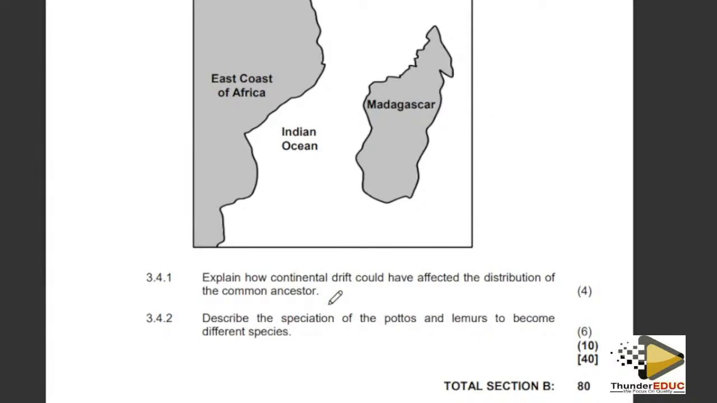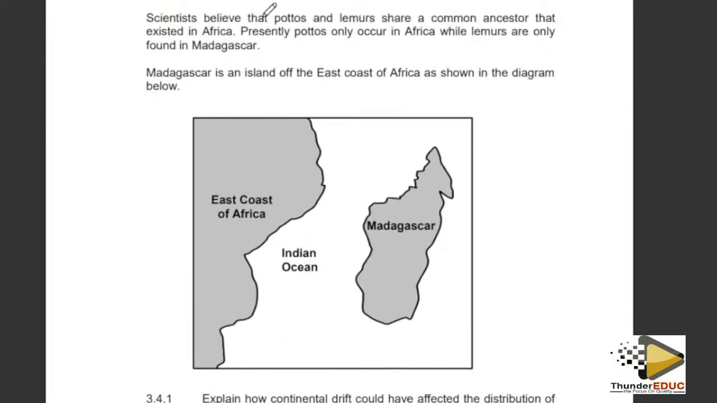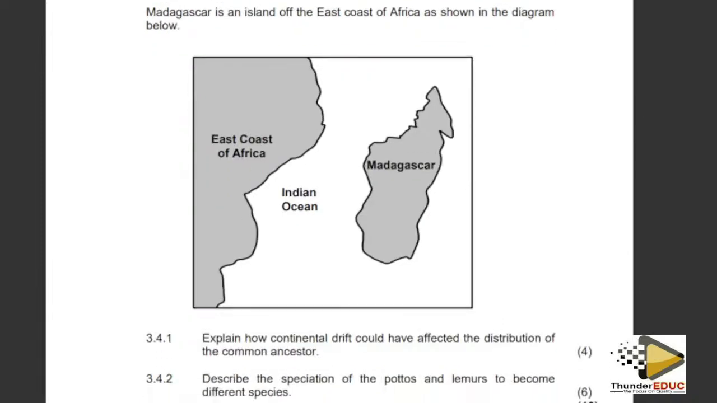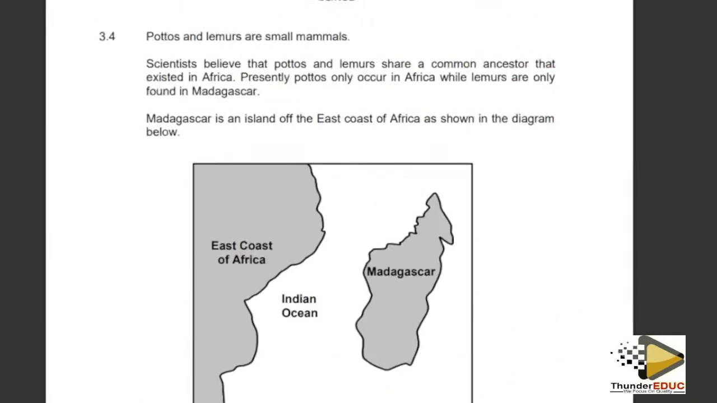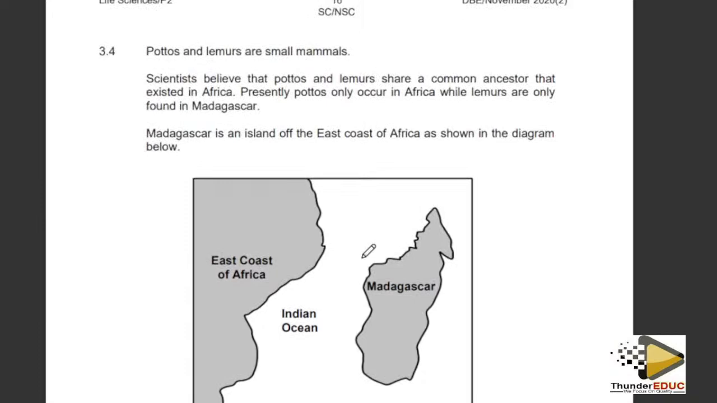There was one population of these animals. Did they talk about the ancestor? If they talked about the ancestor, then you have to speak about it. Scientists believe that poto and lemur share a common ancestor. They didn't mention the ancestor, so you have to tell us that. Don't say that there was one population of poto and lemurs. They have not yet become poto and lemurs, so they have not yet become those new species. You have to start with what they started with. There was one population of these animals which shared a common ancestor.